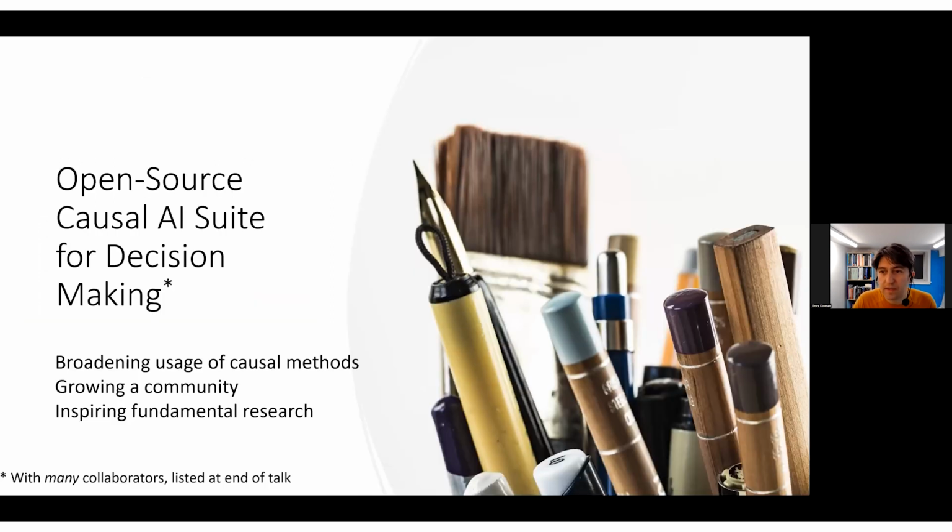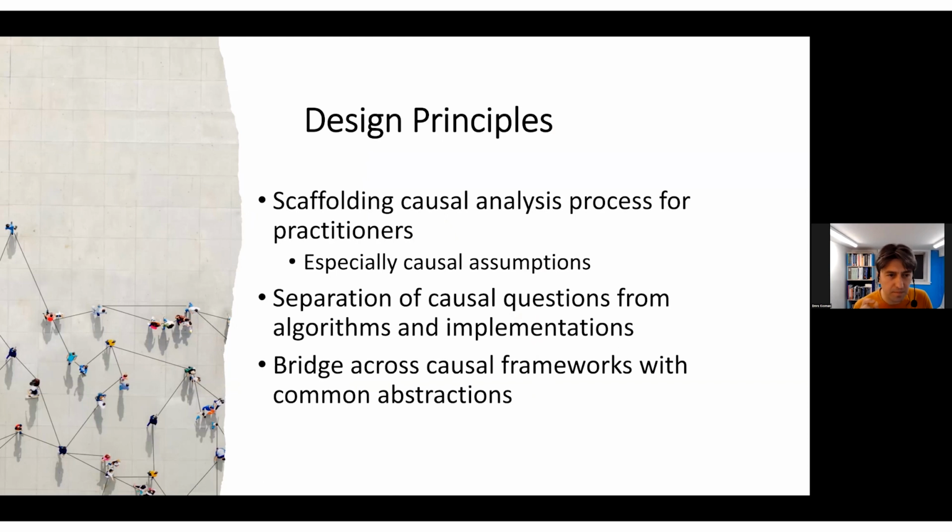So, to help people apply causal methods to their decision problems, we have been building a suite of open source tools and are continuing to grow these out. The design principles for this software really focus on three high-level principles. One is that we want to scaffold our causal analysis process for practitioners to make sure that it's easy for people to apply current best practices. In particular, we focus on how people express and validate causal assumptions to ensure that the analysis results are reliable.